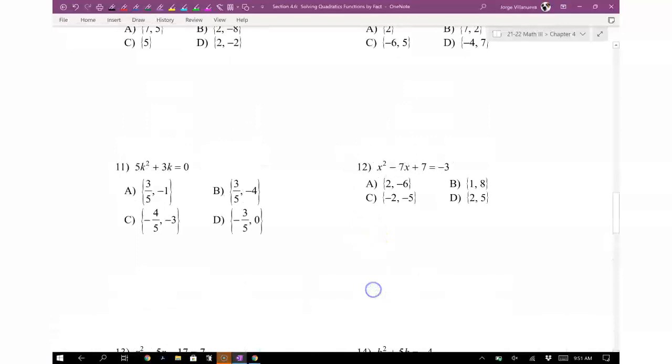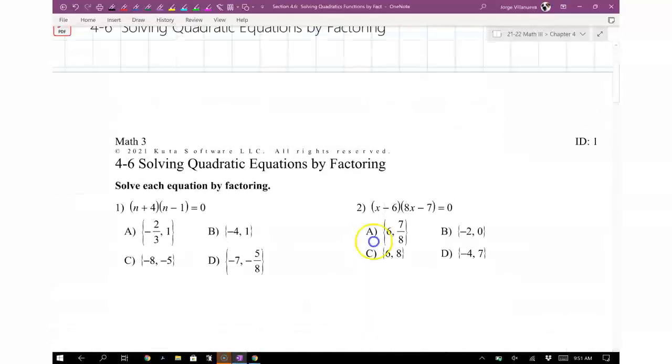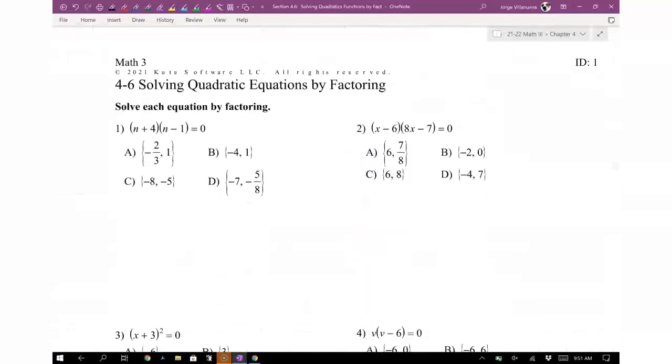All right, here we are. We are going to be working on section 4.6, solving by factoring. Some of these problems are really simple, and some will be a little harder because you're going to have to actually do work. The first couple of problems, we have to do really no work at all.